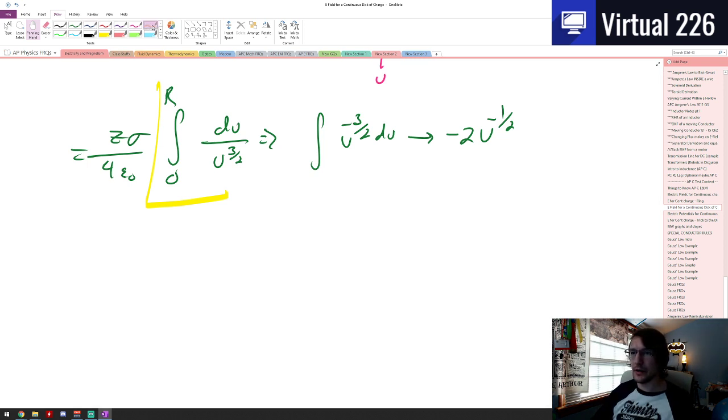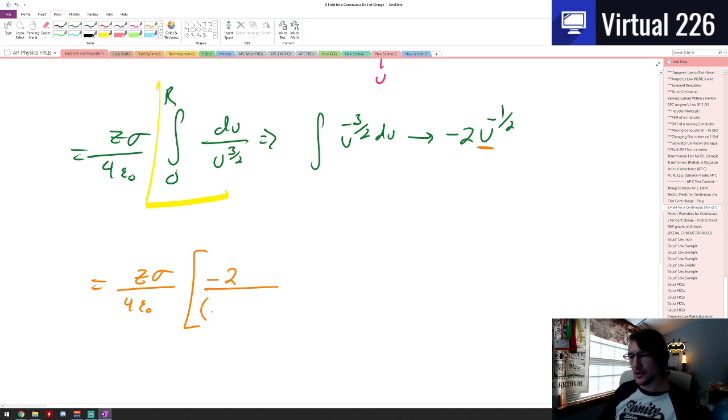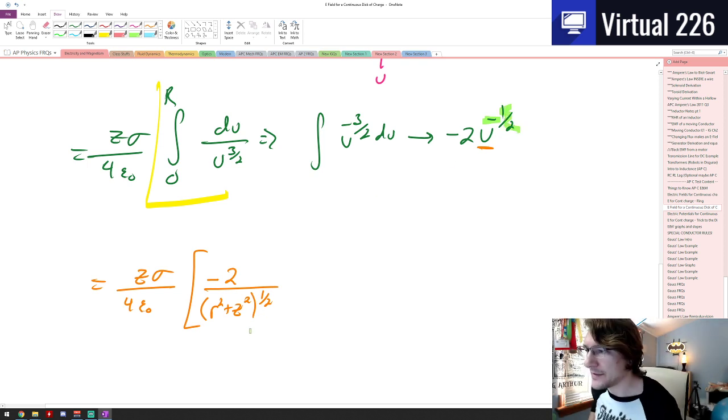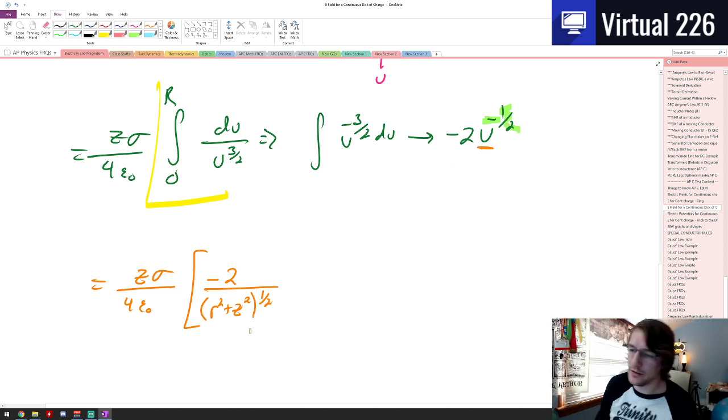And then I like to switch back from the u, so it's going to work out like this in the end. It's going to say z sigma over 4 epsilon naught, my constant, times the quantity of negative 2 over the value of u that I had, r squared plus z squared, to the 1/2 power. The reason is, this was a negative exponent, so I moved it into the denominator as a 1/2 power, and the u value I had was r squared plus z squared. Now that I've switched it back, I can go from 0 to r.